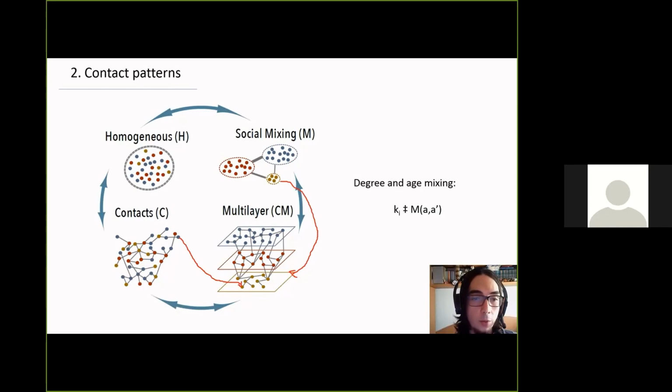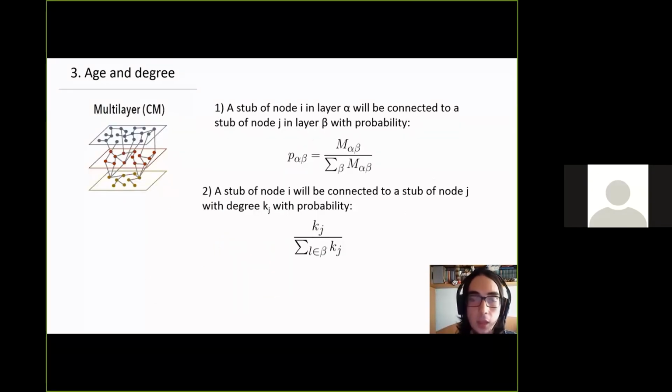So not only do we take into account that a certain individual might have a lot of contacts, but we also take into account that those contacts will probably be with individuals of the same age or close enough. Again, we need a lot of data to build these kinds of things. But how do we do this?